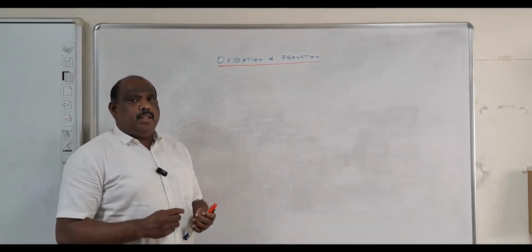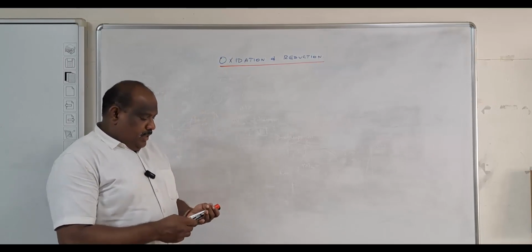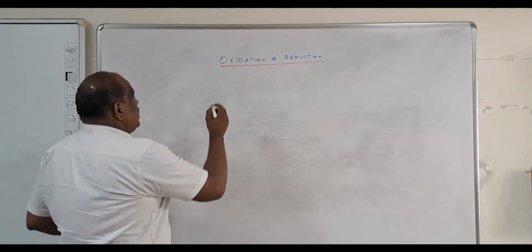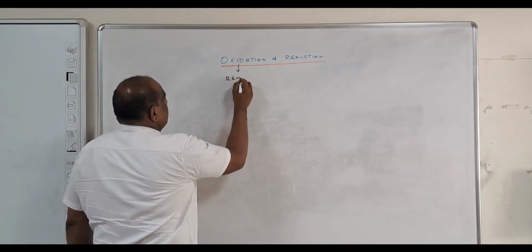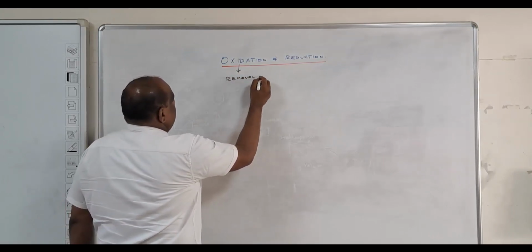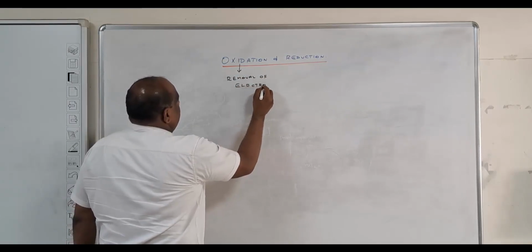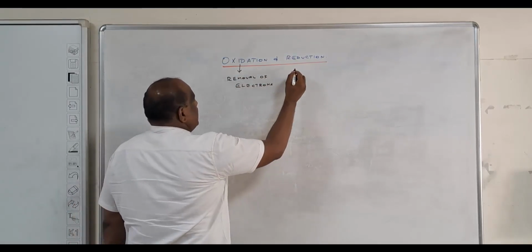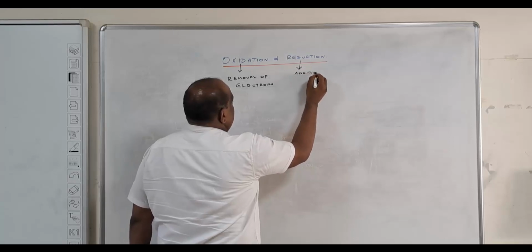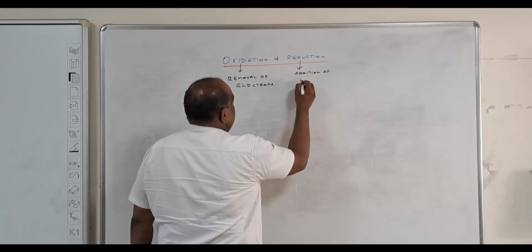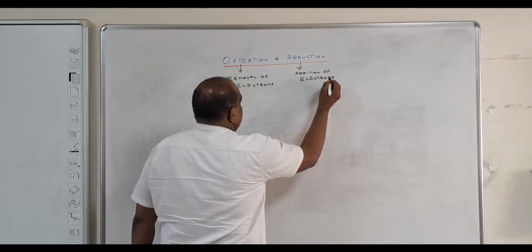Students, let us explore the real meaning of oxidation and reduction. Oxidation is known as removal of electrons, and reduction is known as addition of electrons. Based on this approach, let us discuss some basics.